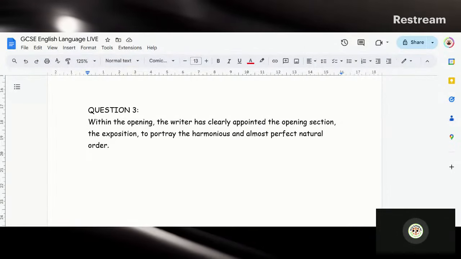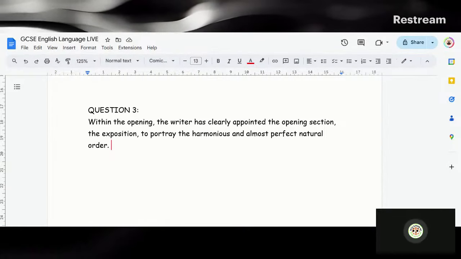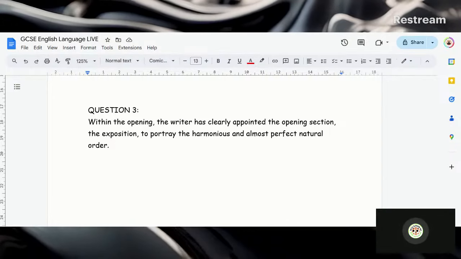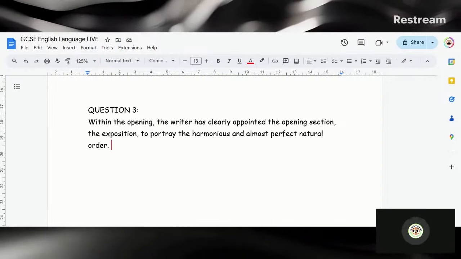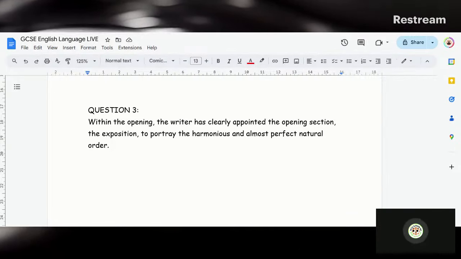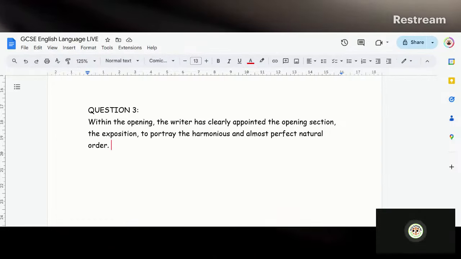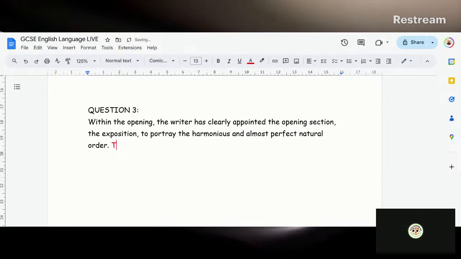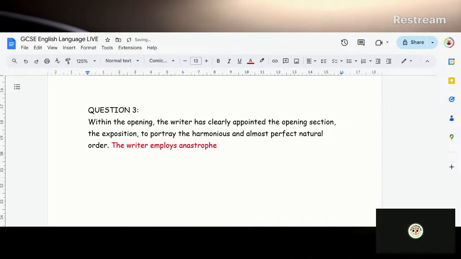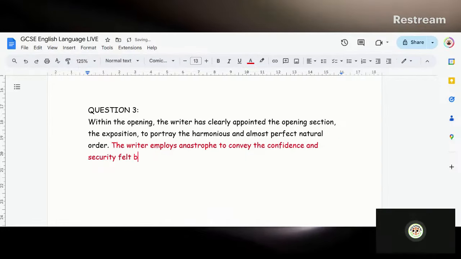Now, I've got a good technique which I've spotted, and it's a structural technique, and it's called anastrophe. So I'm going to explain it to you. Anastrophe effectively means, and I spoke about this in French as well, it's effectively when you switch the order of a sentence. Anastrophe is the literature term. So instead of saying, I'm going to go and do a live stream today, I will say, doing a live stream today, that is what I'm going to do. Like switching the order of sentences. So I'm going to highlight. The writer employs anastrophe to convey the confidence and security felt by the children.